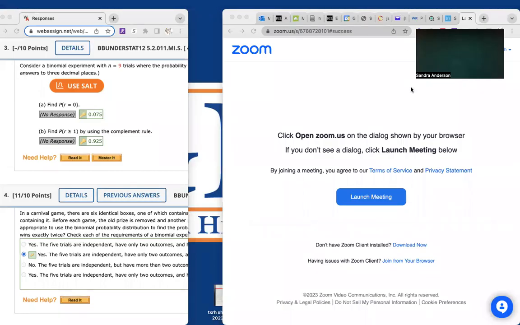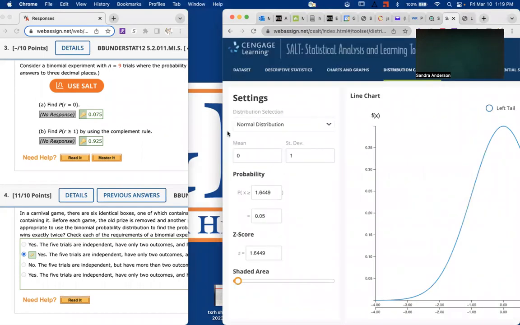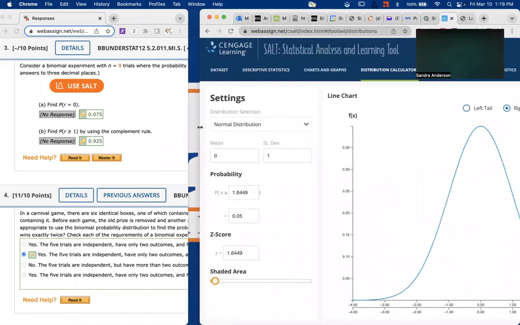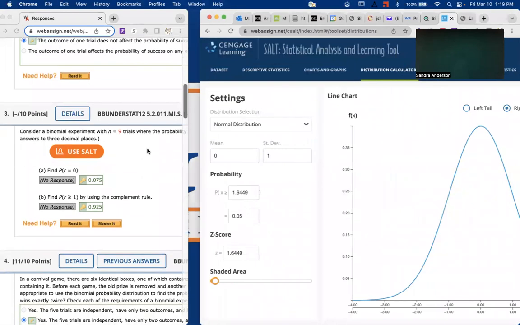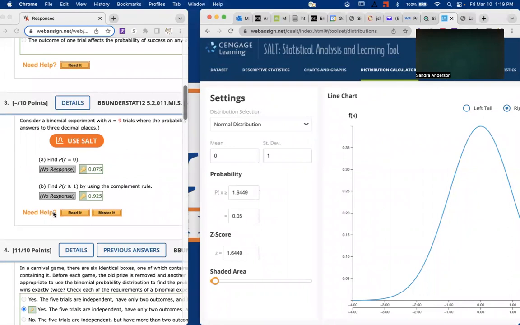Okay, so let me show you basically how to use SALT in these problems you were asking about. So here we have SALT on the right, and on the left we have a question that you were unable to use SALT with. So basically, this is the question. So you'll click use SALT.